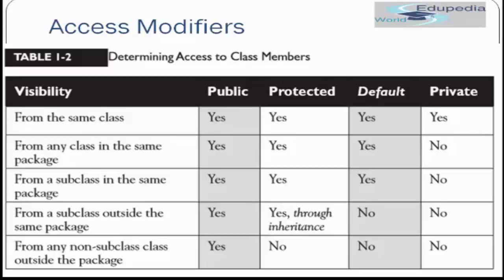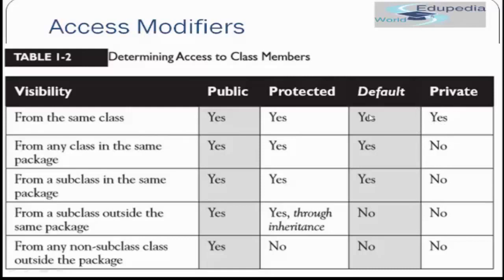Okay, now I'm going to show you about the private. For private, the only availability is from the same class. So you can see in front of from the same class, the public is having yes mentioned, and for all outside that class, it's no. So you cannot access it outside the class. It's only available within that same class.